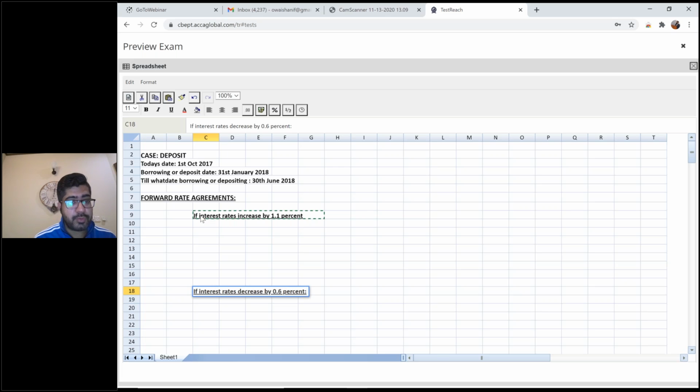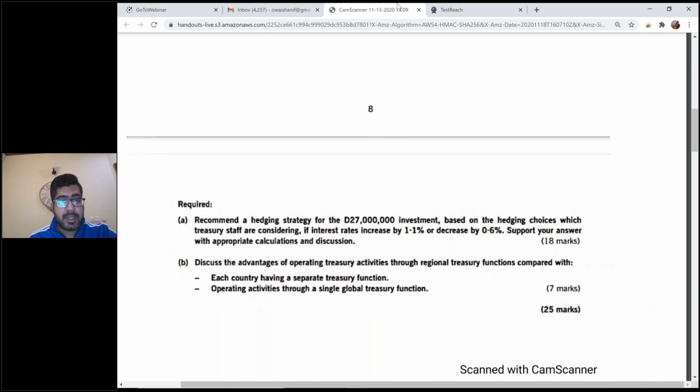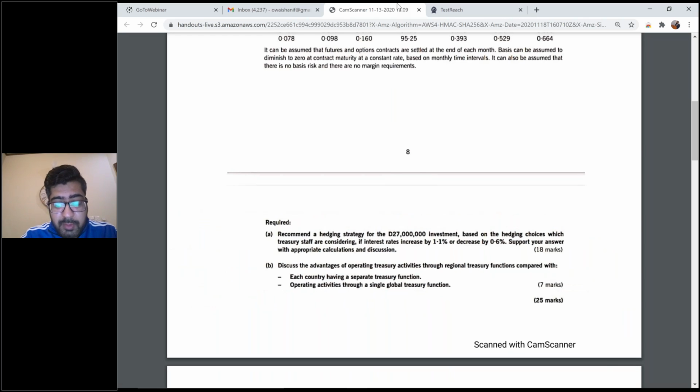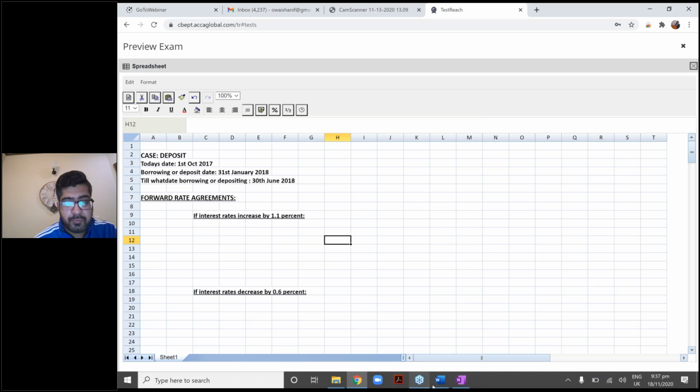Every technique has to be solved in both cases, increase case as well as decrease case, because I want you to refer to the requirement once more. You see, recommend a hedging strategy for the 27 million investment based on the hedging choices which register are considering. So you need to recommend hedging strategy based on the 3 hedging choices which you're considering, if interest rates increase by 1.1 or decrease by 0.6. So you're solving the first technique, forward rate agreement, and you need to solve it in both cases if it increases or decreases. Okay, let's first note the format of forward rate agreements.